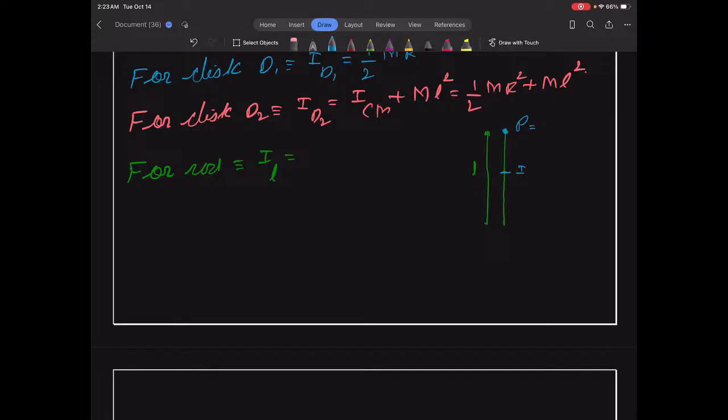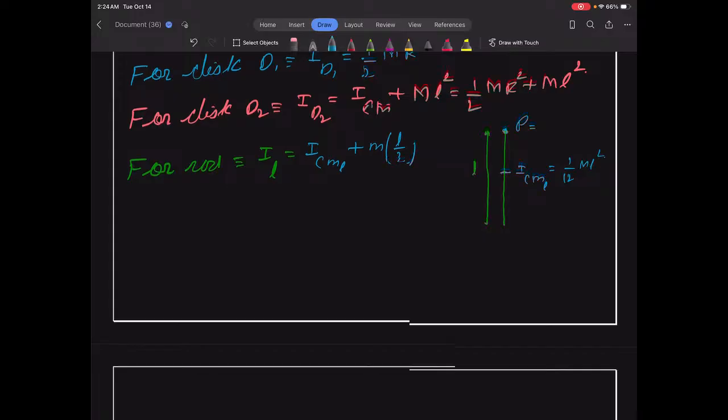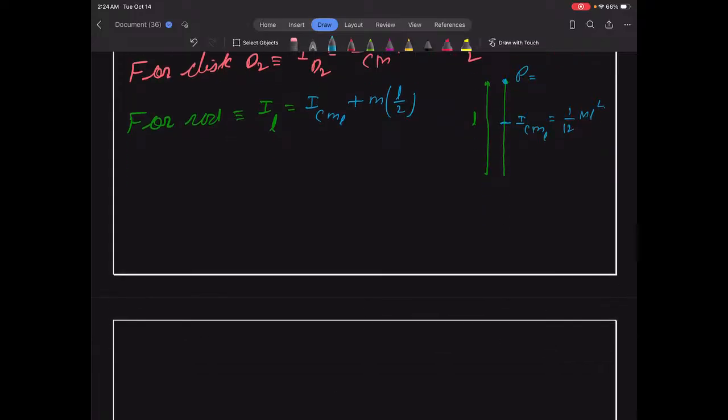Let us call this the center of mass for rod L, and that we know is 1 by 12 m L square. So for point P, this will be equal to I_CM of the rod plus mass and the distance. And obviously this will be coming as, one second, this will be L by 2.